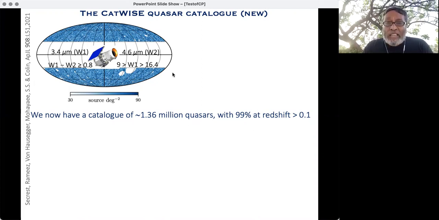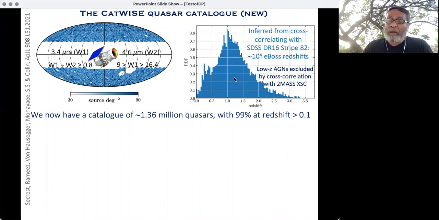Now, we know that these quasars are at redshift more than one, because we were lucky enough that some subset of them have been measured by the Sloan Digital Sky Survey in the eBOSS program. And this is the measured spectroscopic redshifts of these quasars. And you can see that what I said earlier is true. They are at a redshift higher than one. Less than 1% of these objects are non-quasars. I mean, there's some stellar contamination. They could be very close by. But 99% of them are quasars and at high redshift.